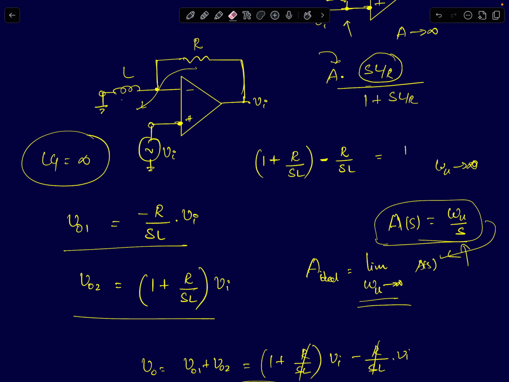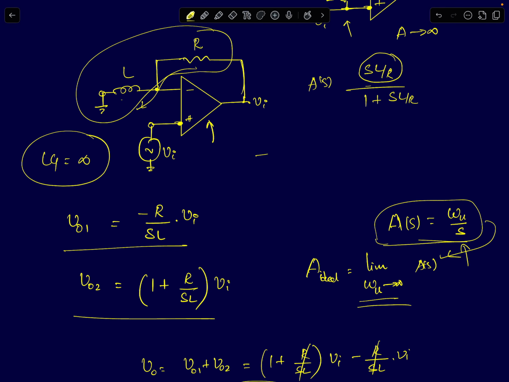I'll substitute the expression for an ideal op-amp in this response. So what is your loop gain? Your loop gain is A of S, the amplifier's gain, multiplied by the feedback factor, beta here. Feedback factor is a simple RL network, R and L, and that you can derive it to be SL by R by 1 plus SL by R. Now if I assume A of S to be omega u by S, what do you get here? You get omega u by S times SL by R. S and S cancels out, and you're left with omega u into L by R divided by 1 plus SL by R. Okay, so this is your loop gain of S.